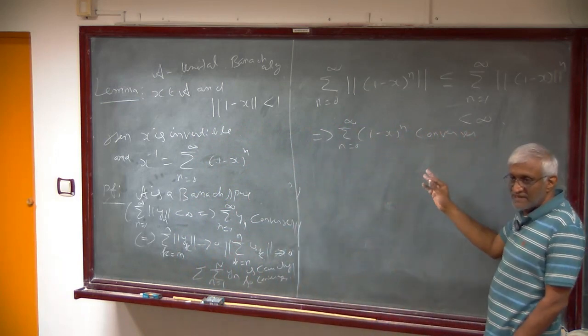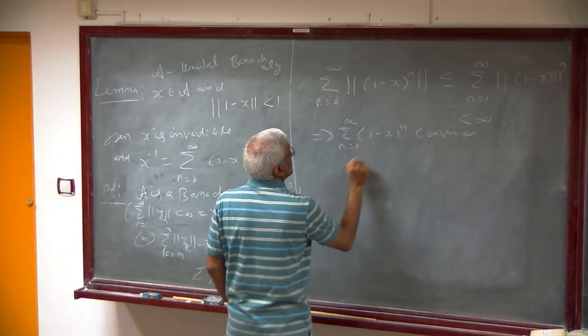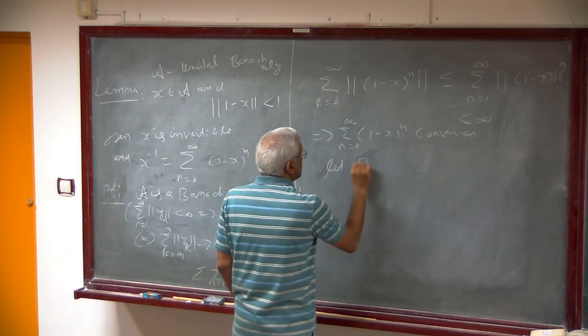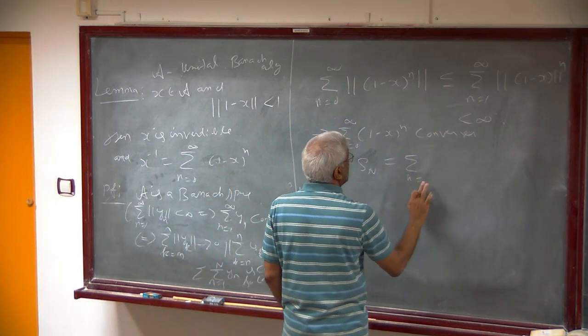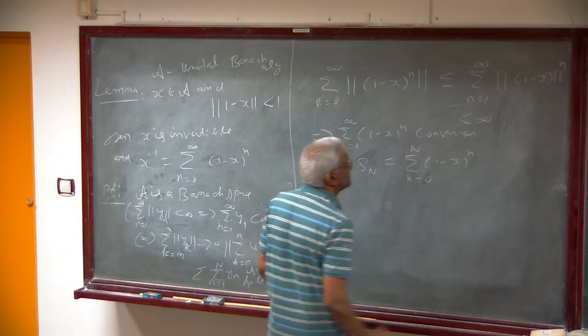Now we have to verify this is actually the inverse. Let this be equal to some s. So let Sn equal the summation from n equal to 0 to n of (1 minus x) to the power n.